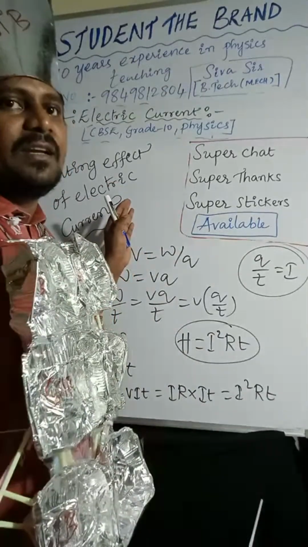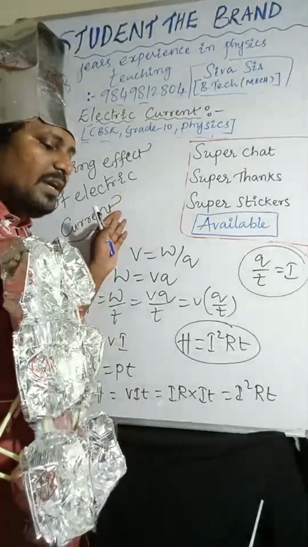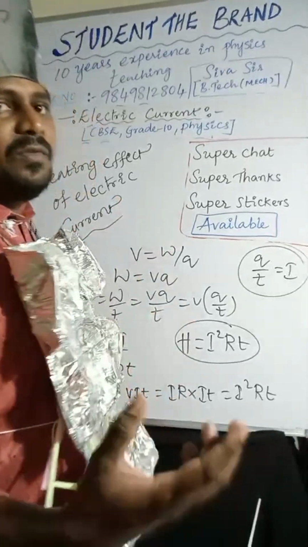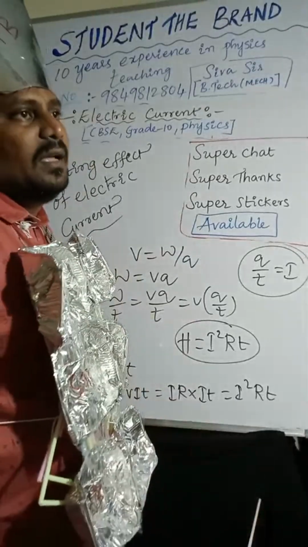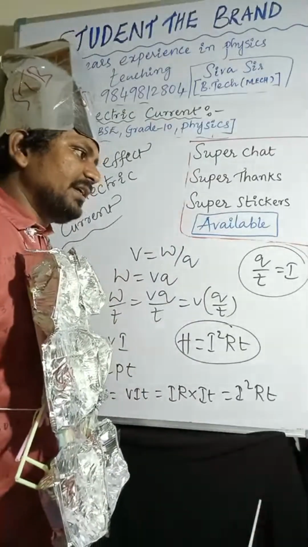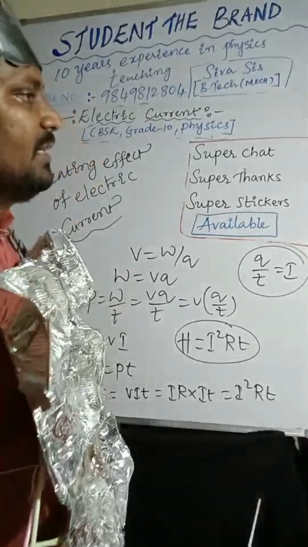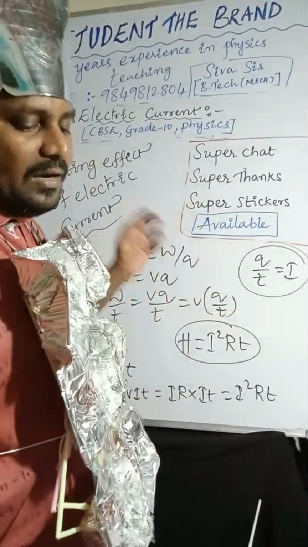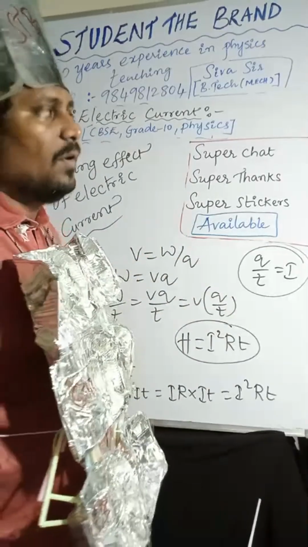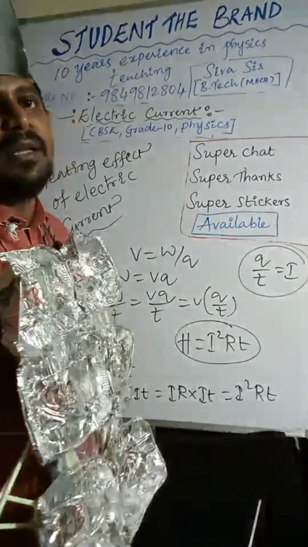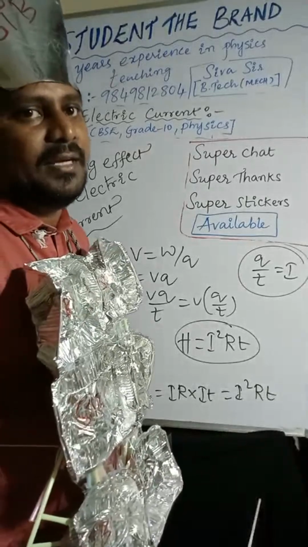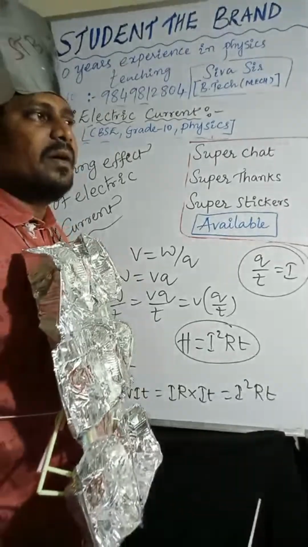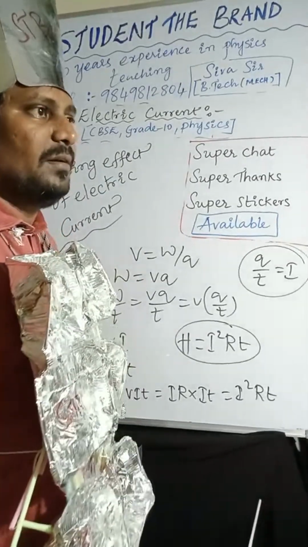Applications of the heating effect of electric current: here we can take the electrical oven, electrical cooker, and room heaters. These are examples of the heating effect of electric current. And one more you can take: short circuit. When direct contact of live wire and neutral wire takes place, a heavy amount of current will be drawn from the mains, so fire may start in the building.